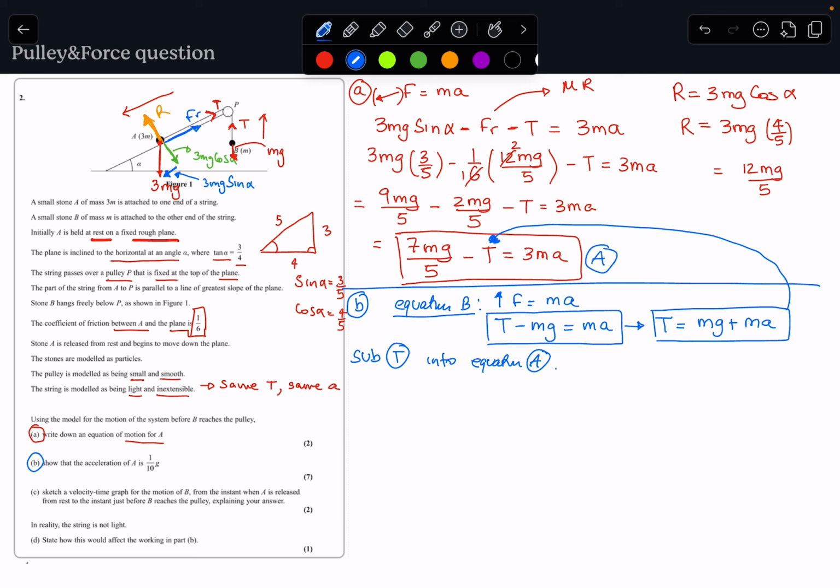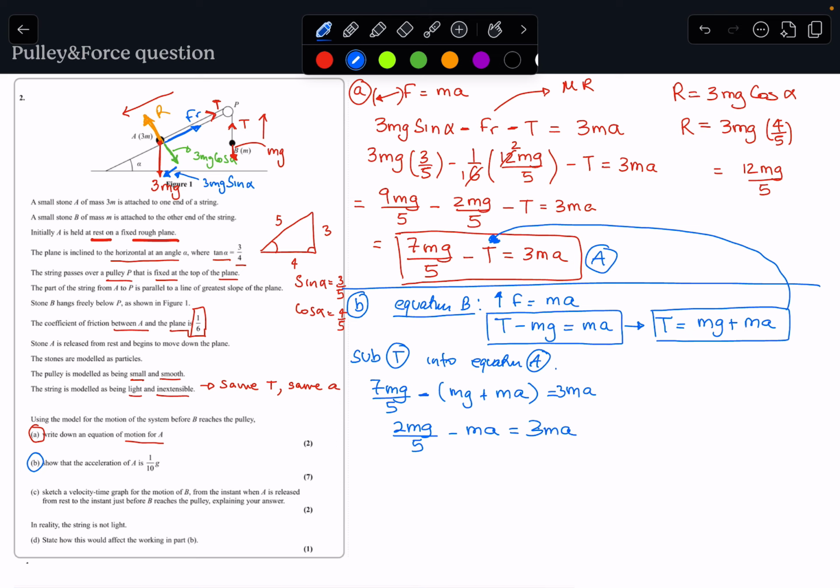If we do this, that becomes 7mg over 5 minus mg minus m plus ma is equal to 3ma. So 7mg minus mg will give us simply 2mg over 5. The minus sign is applied to both mg and ma. So we subtract the mg, so that'll be minus ma is equivalent to 3ma.